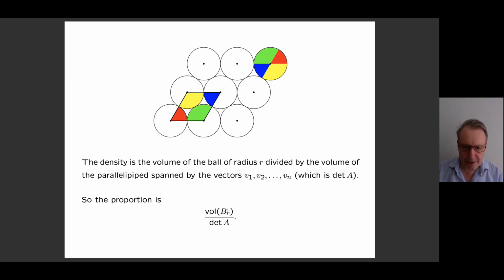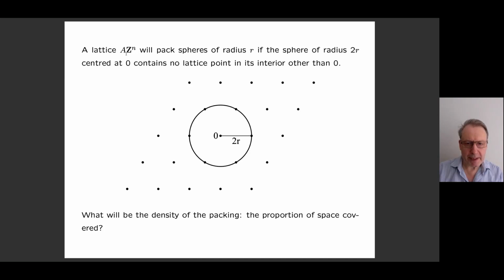Well, the ball is the ball of radius r, so for the moment I'm just leaving that as the volume of the ball of radius r. But I know that in terms of the matrix A, I can calculate the volume of this parallelepiped as the determinant of A. That's exactly the idea that the determinant of a matrix tells you the local volume scale factor that the linear map achieves. So what we want, the density of the packing, the proportion of space covered by these solid spheres, is the volume of each one divided by the determinant of A, the matrix which is creating our lattice from the integer lattice.